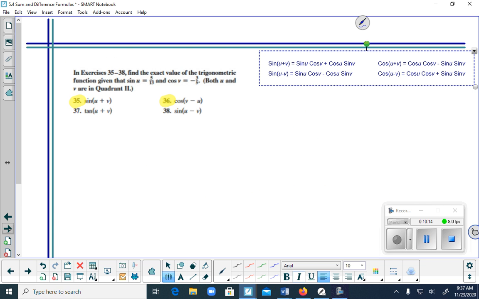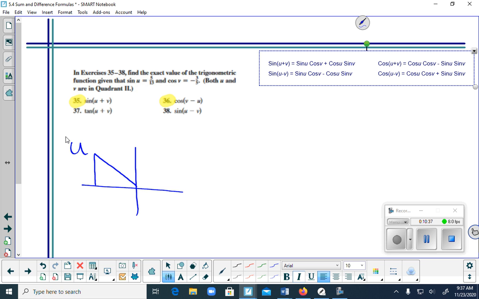This one says find the exact value of the trigonometric functions given that the sine of u is equal to 5/13, the cosine of v is equal to -3/5. Both u and v are in quadrant 2. So the first thing I'm going to do is draw a triangle. So this will be my triangle for u. It tells me that the triangle's in the second quadrant, so I'm going to draw it in the second quadrant.